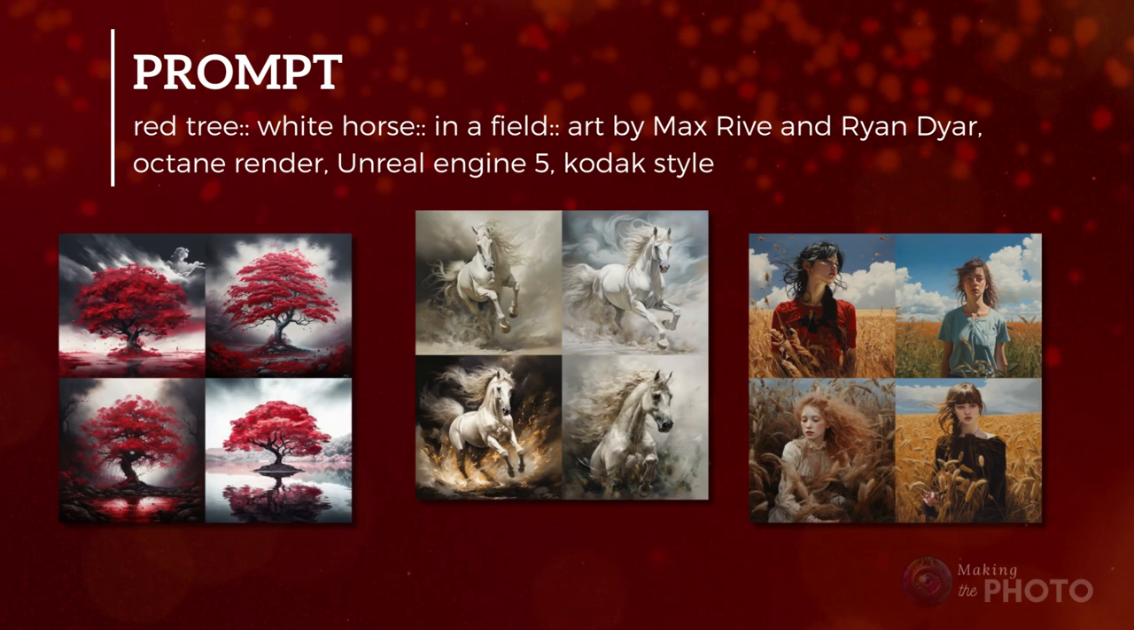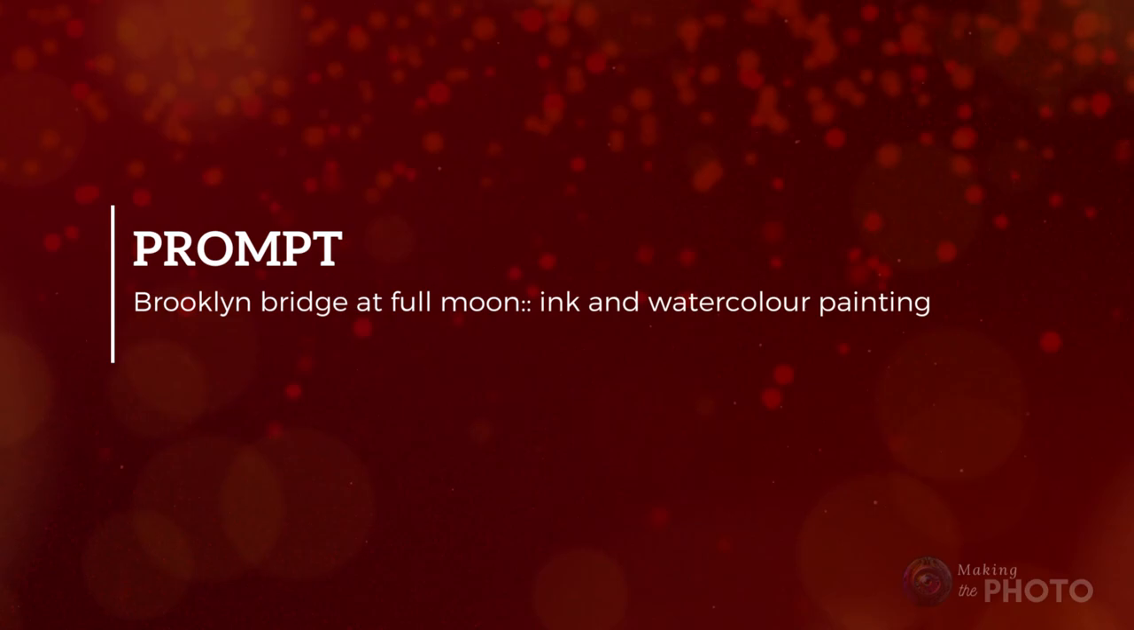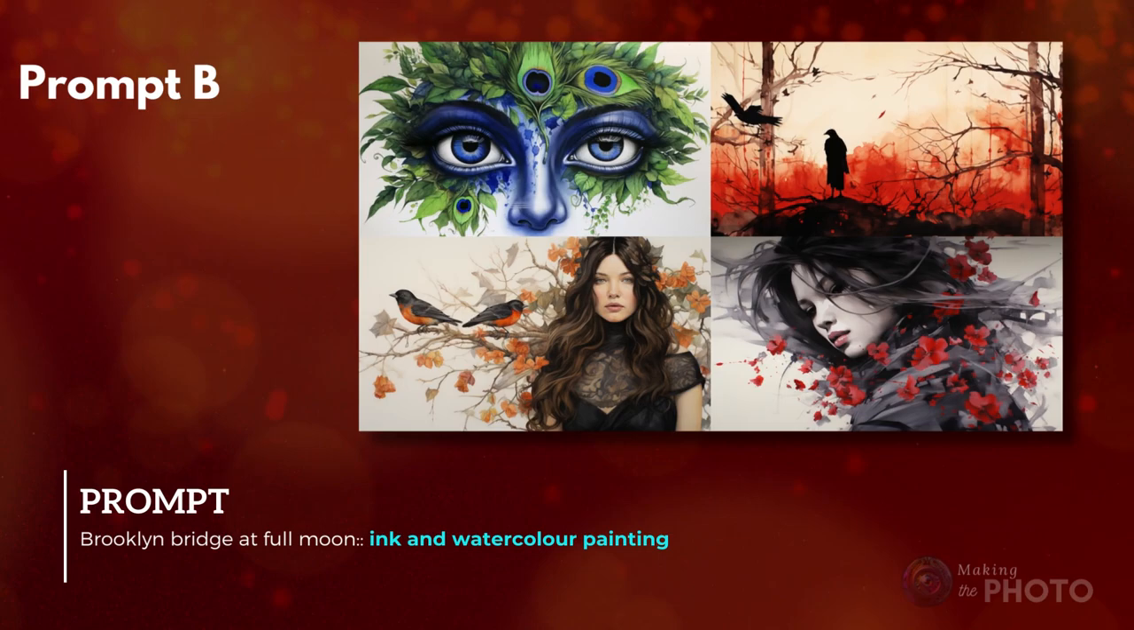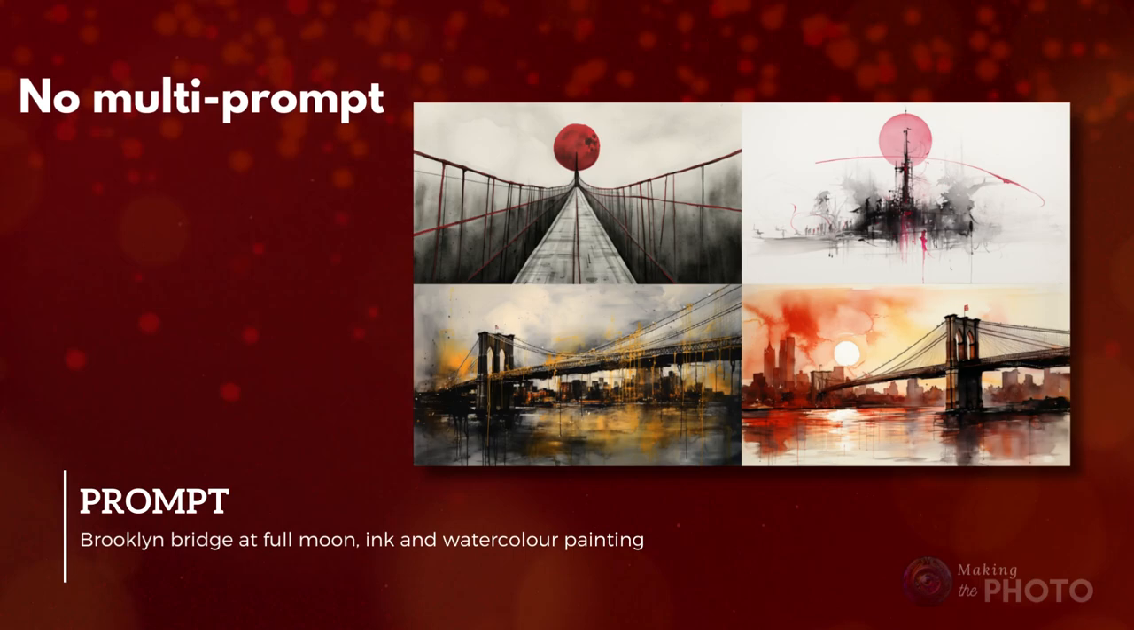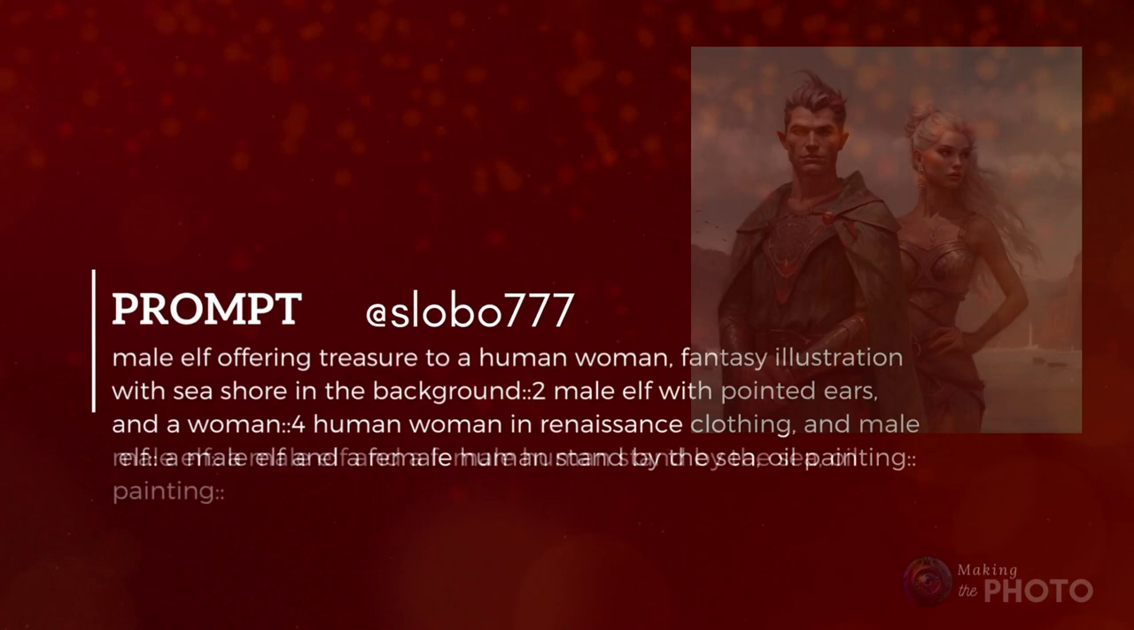If you multi-prompt an ink and watercolor painting of the Brooklyn Bridge at full moon, you'll get random images of the bridge and random ink and watercolor paintings. The combination comes out looking nothing like the Brooklyn Bridge. But take out the multi-prompt and you'll get much closer to what you want. So use multi-prompts on special occasions, like when combining two or more subjects together, or when the AI seems to ignore a key part of your description.